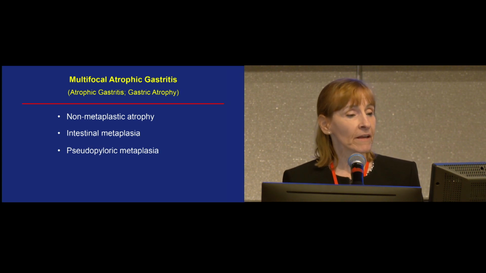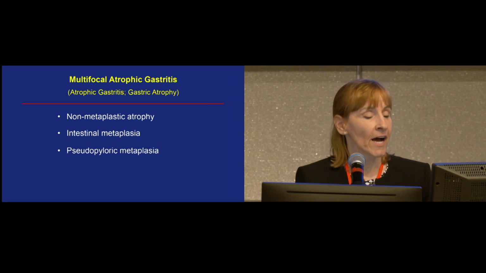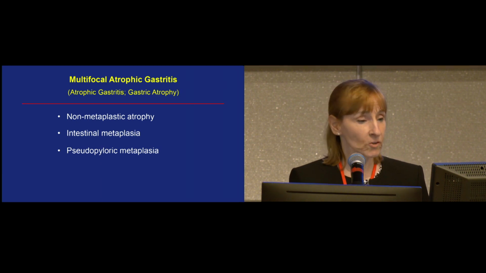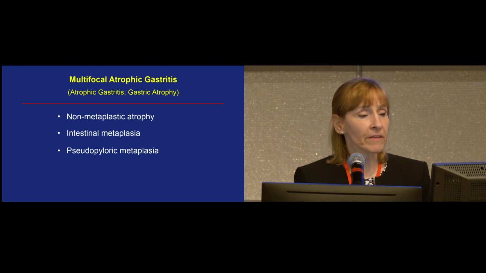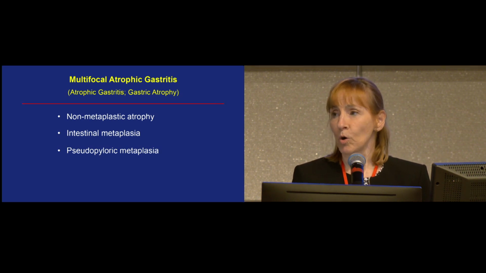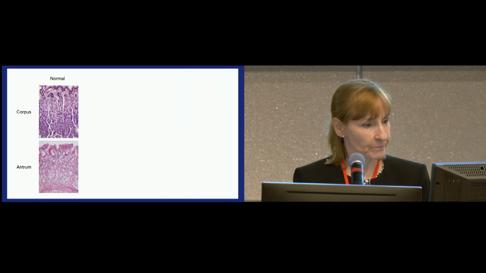So these are the variants. These are variants that can be seen in an atrophic stomach: can be non-metaplastic, which is loss of glands only, intestinal metaplasia, or pseudopyloric metaplasia. And one thing that I wanted to comment is that this is not one or the other, because in most cases, all of these can be mixed even in the same biopsy.